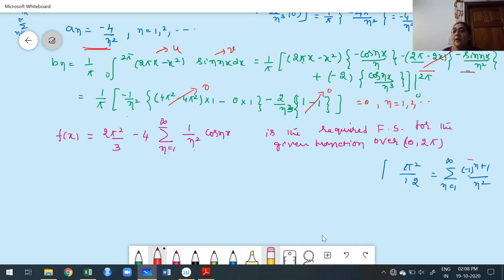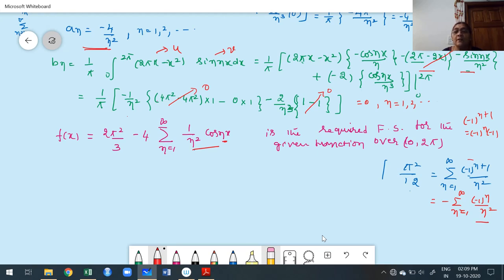Minus 1 to the power of n plus 1 can also be written as minus of the summation n ranging from 1 to infinity of minus 1 to the power of n by n square. Minus 1 to the power of n plus 1 can also be written as minus 1 to the power of n into minus 1. Now I take minus n outside. You compare this to this. They have minus 1 by n square.